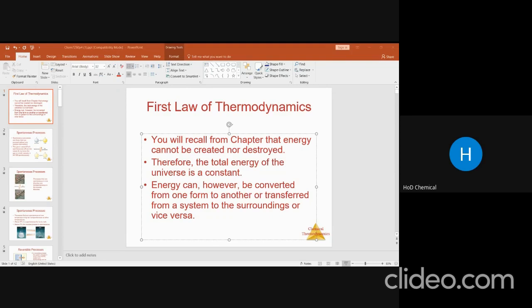Now we are going to talk about the first law of thermodynamics. You will recall from the earlier chapters that energy cannot be destroyed nor created. Therefore, the total energy of the universe is constant. Energy can, however, be converted from one form to another, and transferred from the system to the surroundings and the reverse.